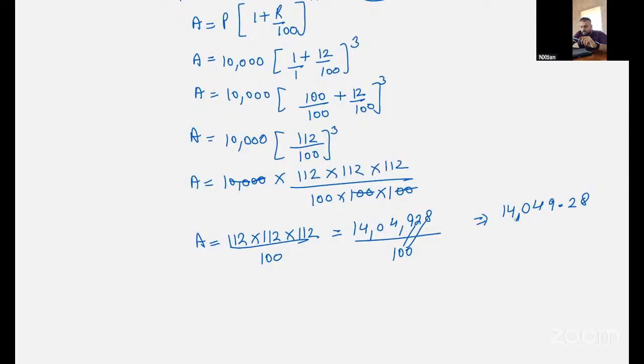13,303.60. How? You multiply 112 into 112 into 112, no? Yes, wait, I multiplied 112 into 112, and then there's 112 upon 100 here. So I took 12,544 into 112.